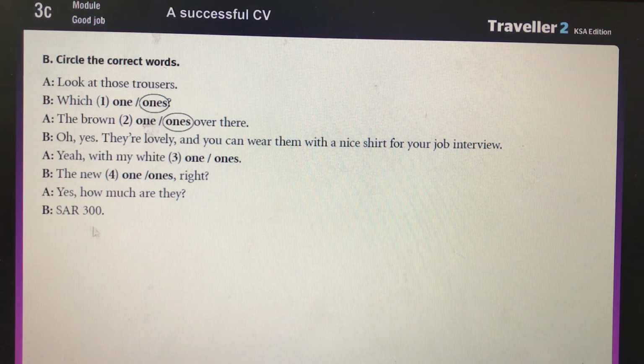Over there. Oh yes, they're lovely, and you can wear them with a nice shirt for your job interview. Yeah, with my white what? White one or white ones? Here he talks about a nice shirt, a singular noun. So we use one for singular noun. The new one, right? Yes. How much are they? 300 riyals. Thank you, my students.